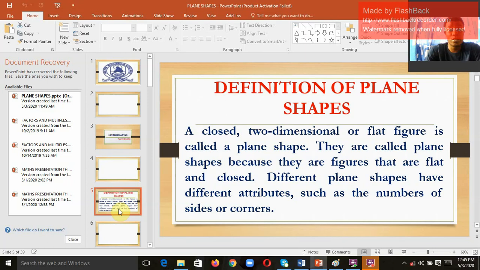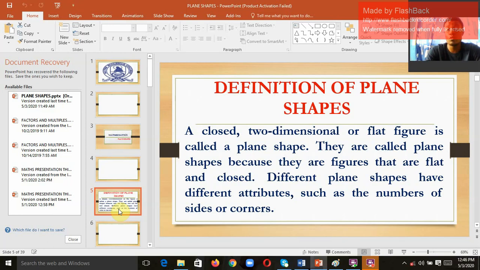They are also polygons. Now the smallest plane shape in terms of number of sides is a triangle. A triangle has 3 sides. Next in line are quadrilaterals. Quadrilaterals are 4-sided shapes. So plane shapes are closed. They are two-dimensional.